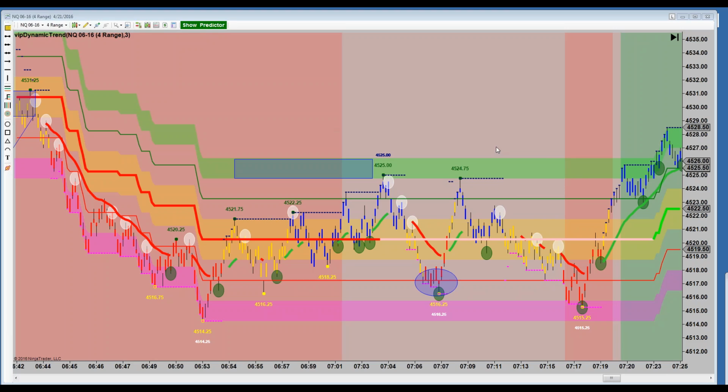5 seconds on the clock. Is this a trend change, yes or no, right here? Now you're at 7:25. You're almost at 7:30, right over here. Is that a trend change, yes or no? Right here. 5 seconds on the clock.